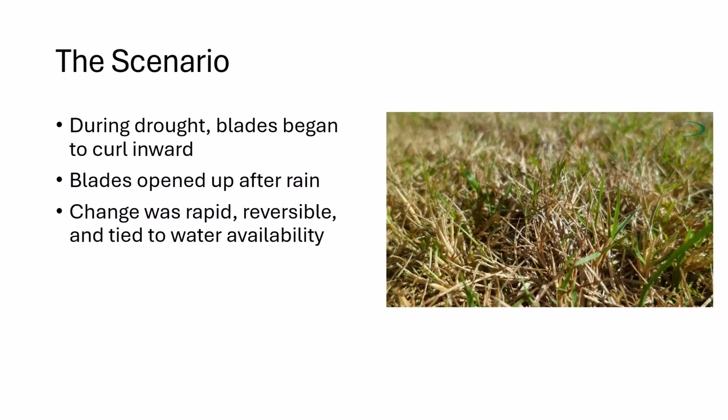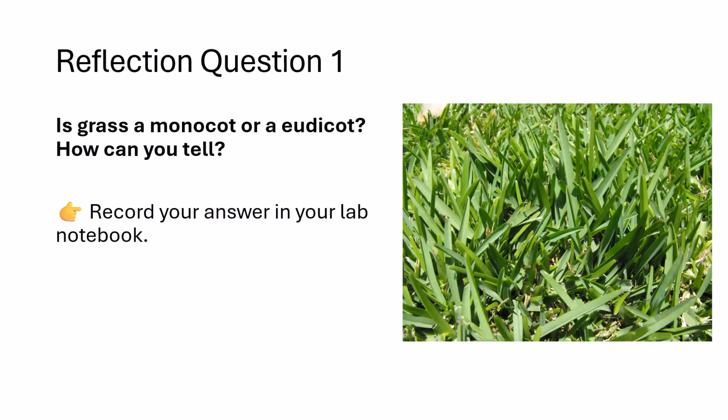So the question becomes, what structures in the leaf allow this to happen? And why would this be beneficial? Pause the video and write your response to reflection question 1 in your lab notebook.